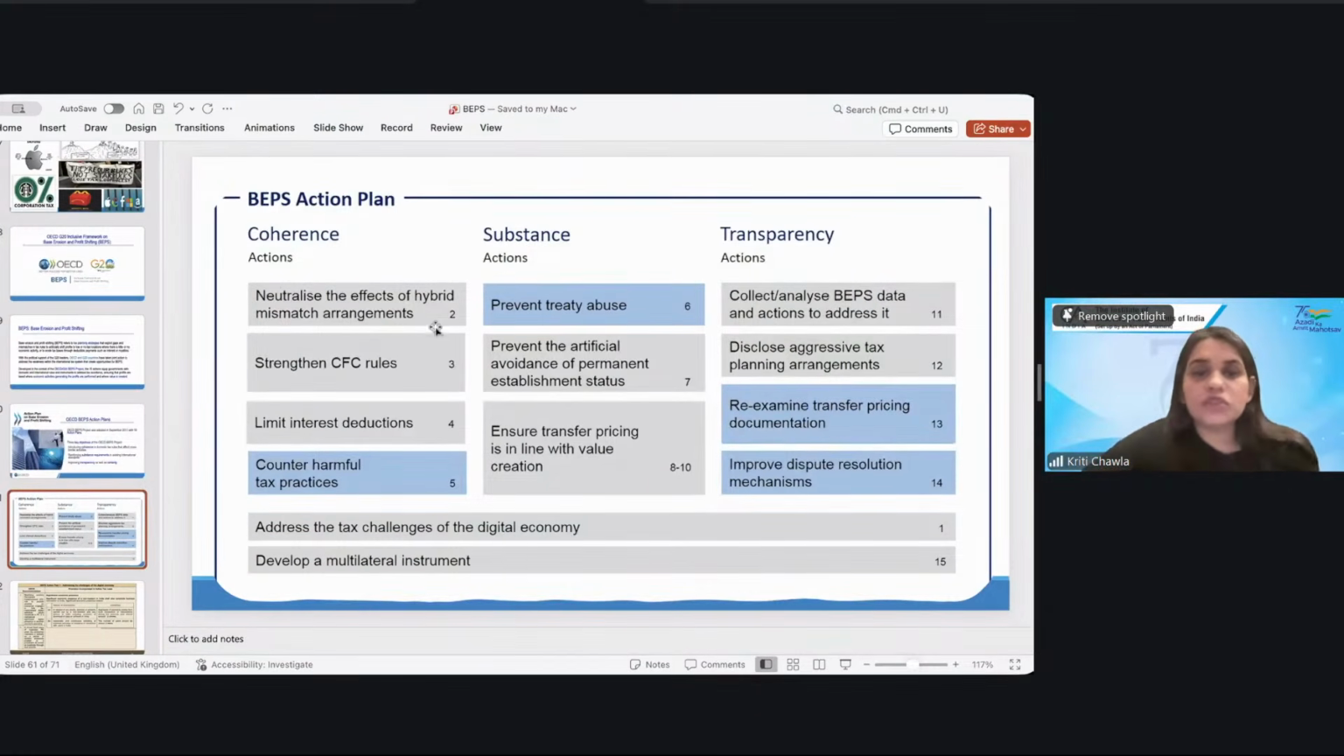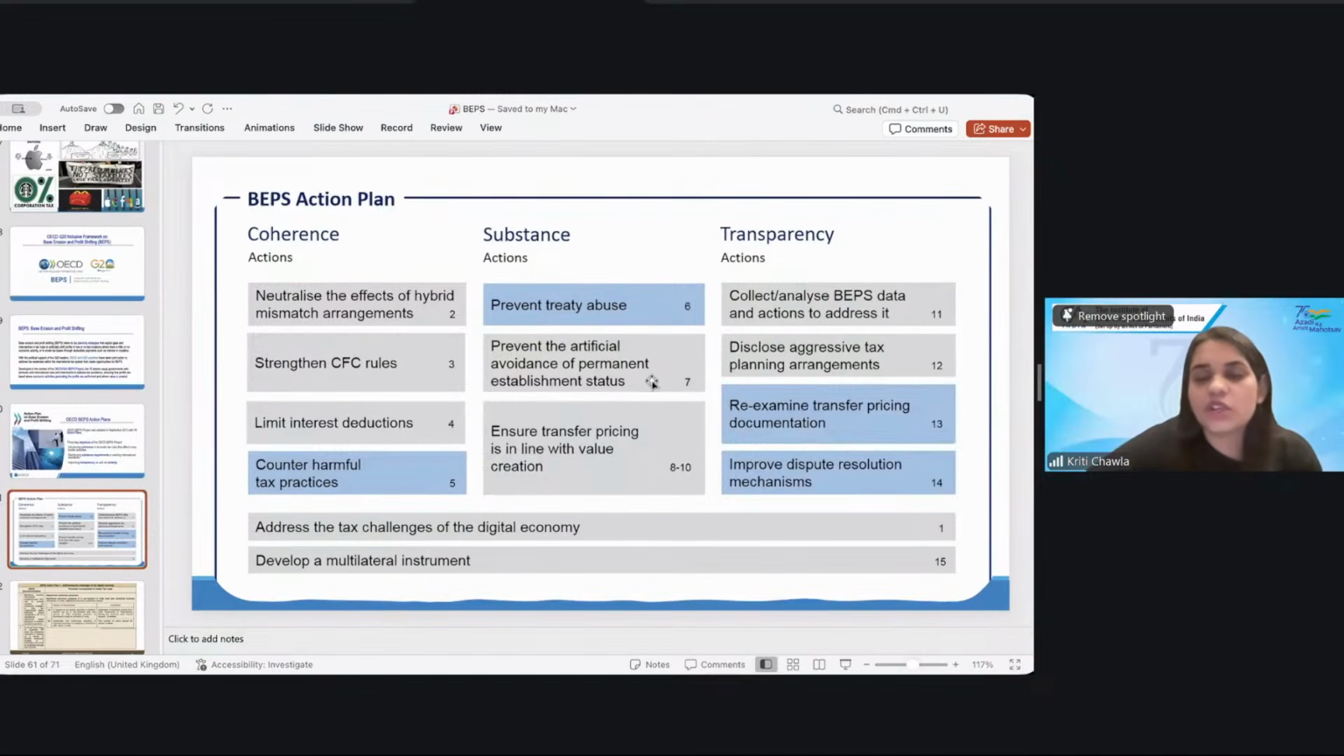Then neutralizing the effect of hybrid mismatch was action plan 2. Then to come up with CFC rules and to strengthen the CFC rules, there was action plan 3. Then action plan 4 was to limit interest deduction. This is something we discussed yesterday at length, section 94B, which has been introduced in the Indian Income Tax Act. Then counter harmful tax practices was action plan 5. Then prevent treaty abuse was 6.